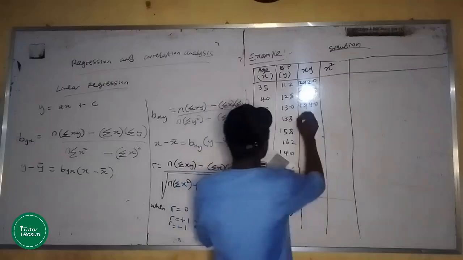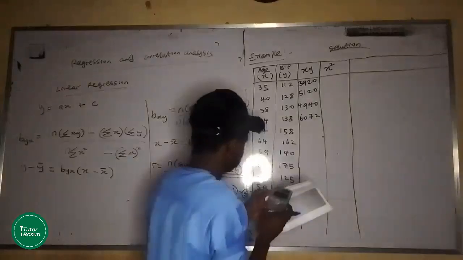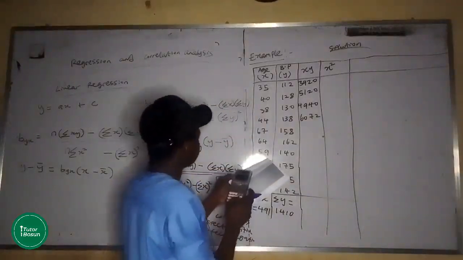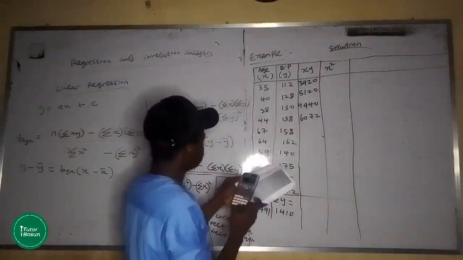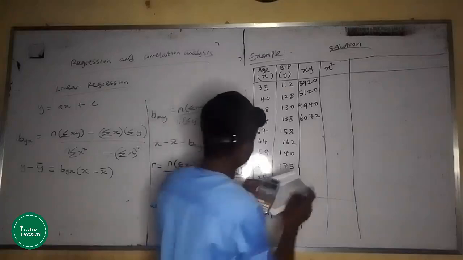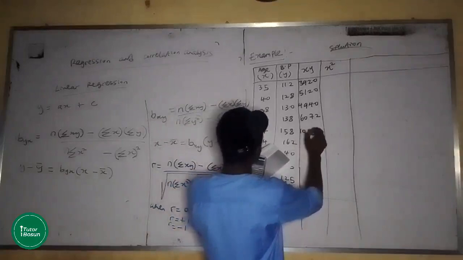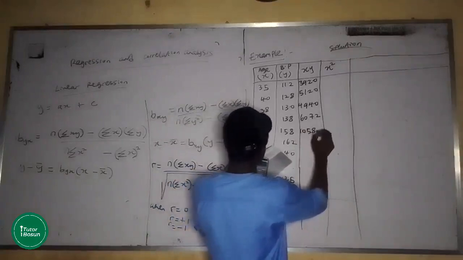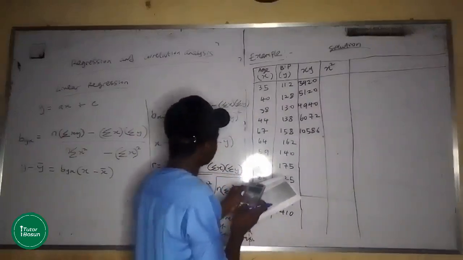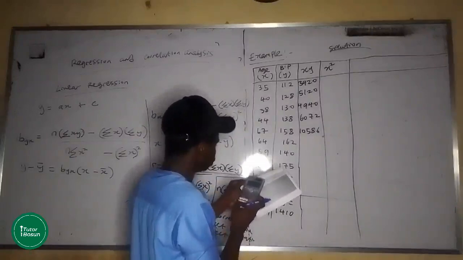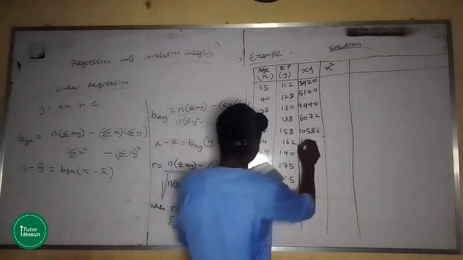44 times 138. That's 6072. We have 67 times 158. 67 times 158. That's 10586. We have 64 times 162. That's 10368.